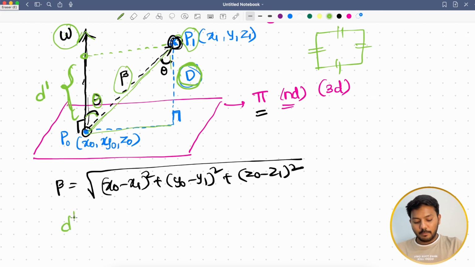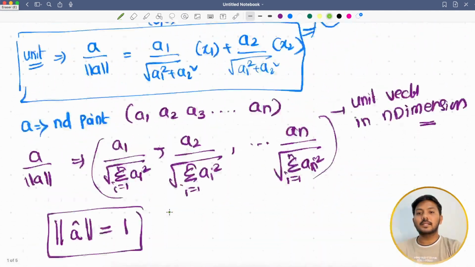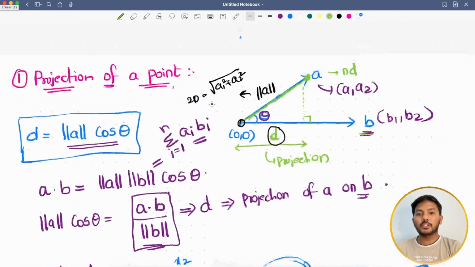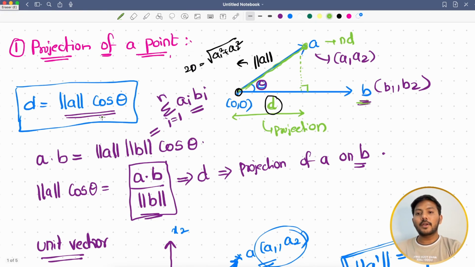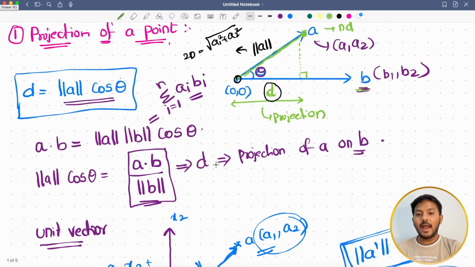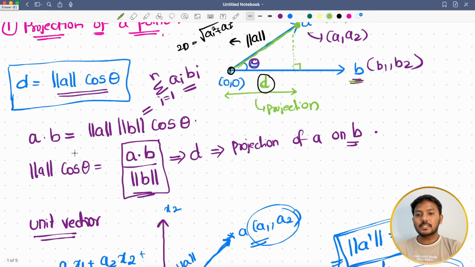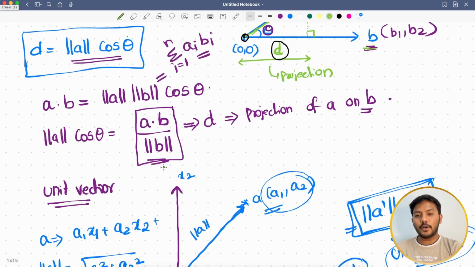And we know the angle is theta and the length of this one is beta. So D dash would become the modulus of beta cos theta. We have seen the same formula, right, in here. So what is the projection of a point onto a plane? Modulus of A cos theta. So modulus of A is the distance of a point and theta is the angle between them. And we have also seen that this is equal to A dot B by modulus of B.